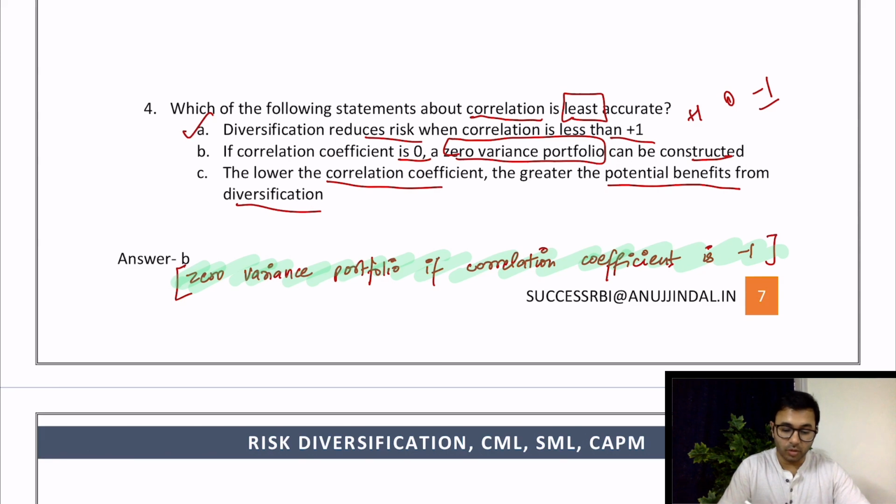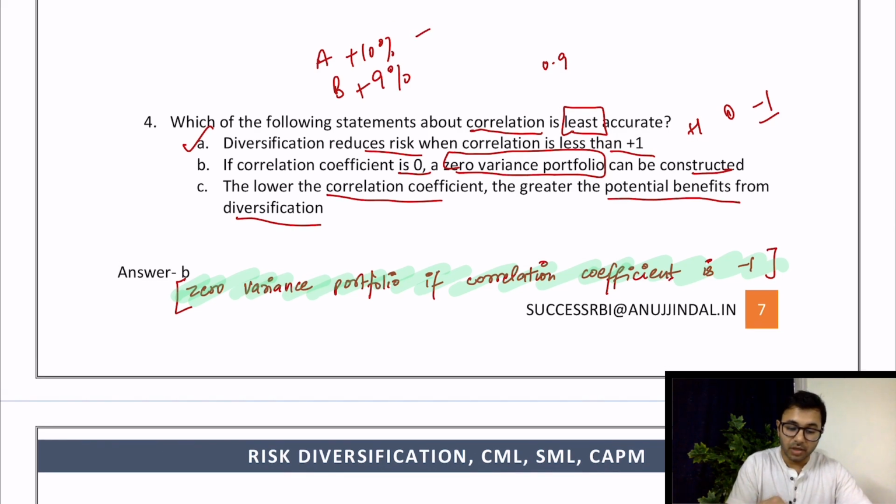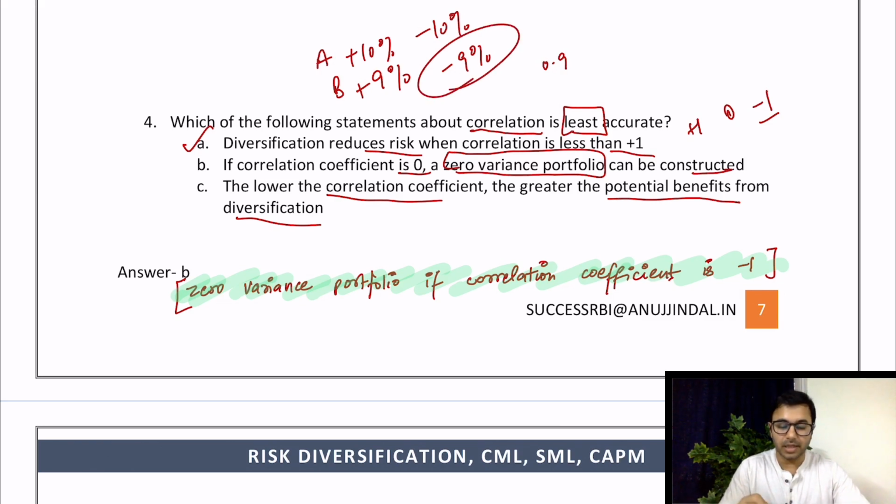Diversification reduces risk when correlation is less than 1. When correlation is, let's say, 0.9, so if A is moving up 10%, B will have 0.9 of 10%. So B will move up by 9%. So diversification is going to reduce risk when correlation is less than 1. If A is minus 10%, B would be minus 9%. So correlation is less than 1. That's why the negative impact on B is much less than the negative impact on A. So you're diversifying and reducing your risk.